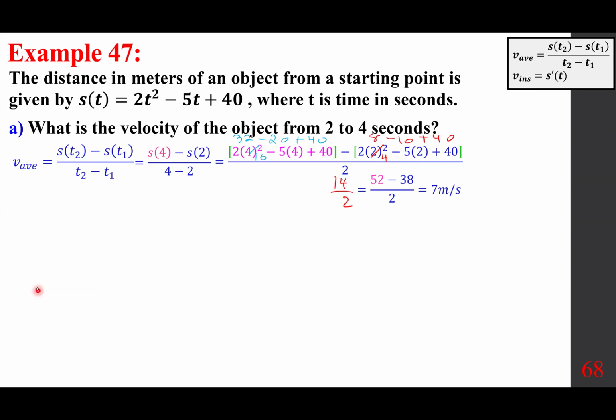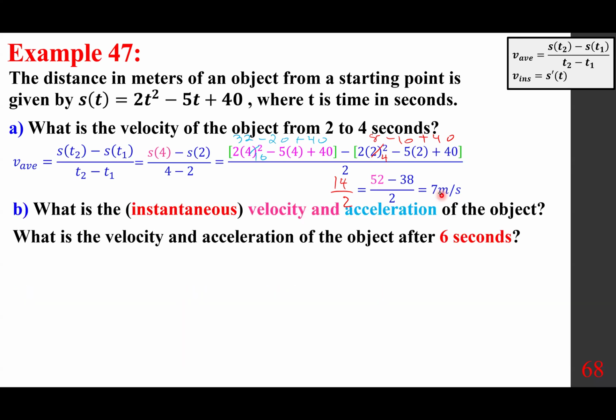If units are given, units of the numerator, distance in meters, over the units of the denominator, time in seconds, therefore meters per second. What is the instantaneous velocity and acceleration of the object? What is the velocity and acceleration of the object after 6 seconds?